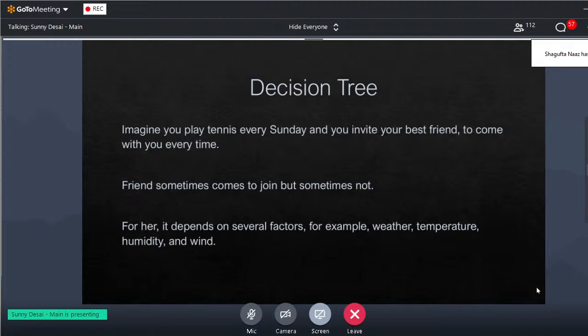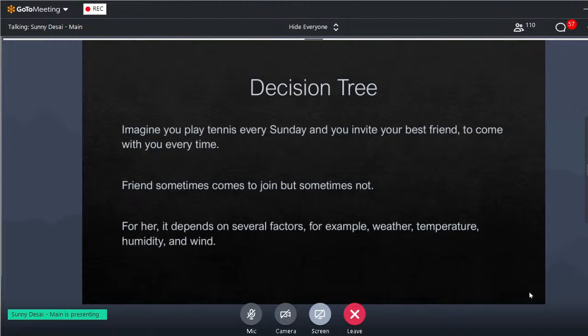So for that, imagine that you are playing tennis every Sunday. Okay, every Sunday you are playing tennis, and you also invite one of your friends to play tennis every time. Every time you go out to play tennis, you invite your friend to join you. But the friend sometimes comes to join you and sometimes does not. Every time you invite your friend, but he or she only joins you sometimes.